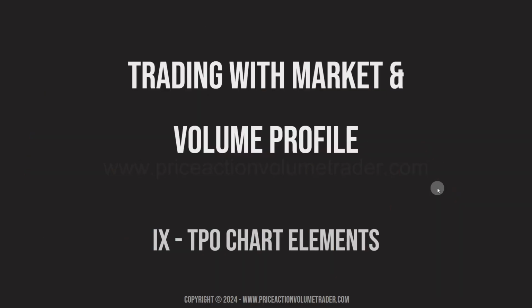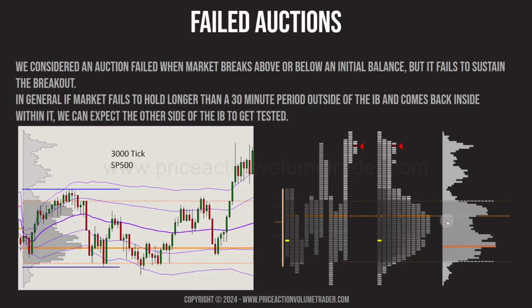Okay, welcome to lesson number 9 in the Trading with Market and Volume Profile course. We're going to be talking specifically now about the TPO chart elements. So those are going to be unique characteristics or things that we're going to be looking for when we are observing the TPO charts. So first one we're going to talk about is what we call failed auctions.